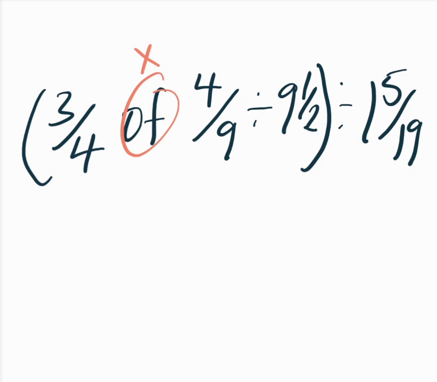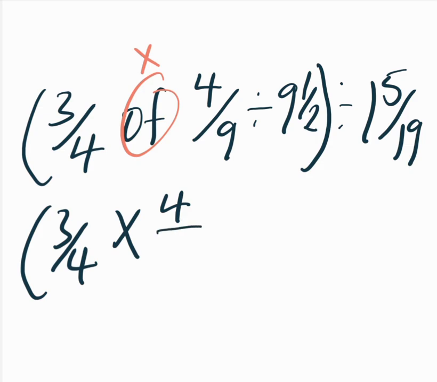So let's proceed. Let me change to my black pen. Here, open a bracket, I have 3 over 4, right? The "of" right there changes to multiplication. Here you have 4 over 9, right? Divided by 9 whole number 1 over 2. This is a mixed fraction, so I'm going to change it to an improper fraction.